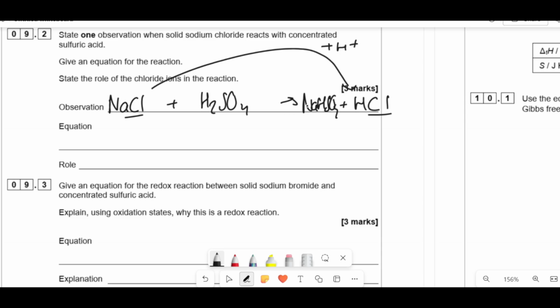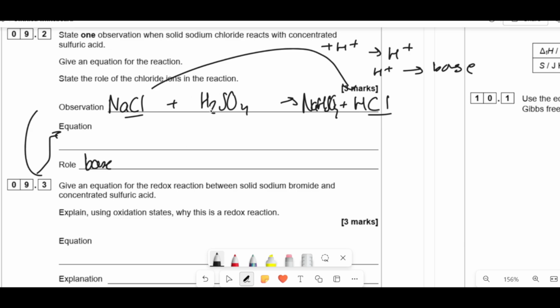I've just realized I've written this in the wrong place. Just pretend that's down here. So there. When anything in the universe gains an H+, it is a base, because it has accepted a proton. Anything in the universe that puts out an H+ is an acid. Anything in the universe that can react with an H+ to make something else is a base. So in this case, that Cl- is a base because it's accepted a proton.